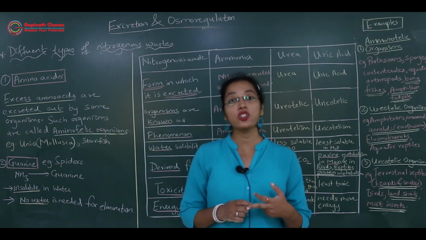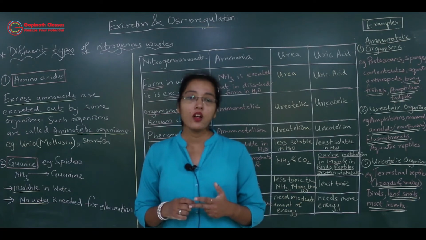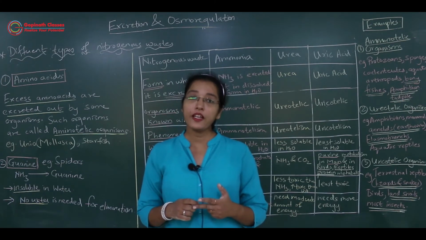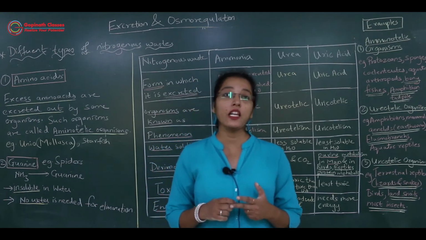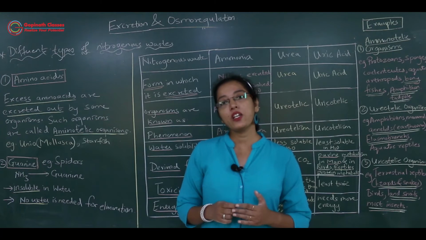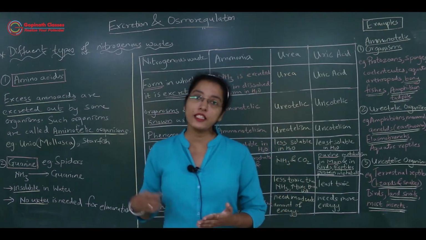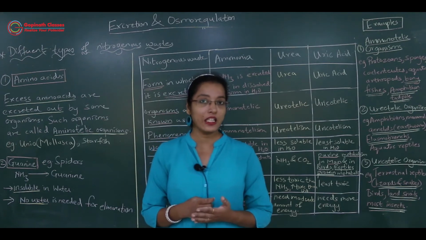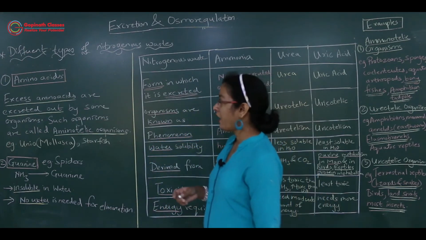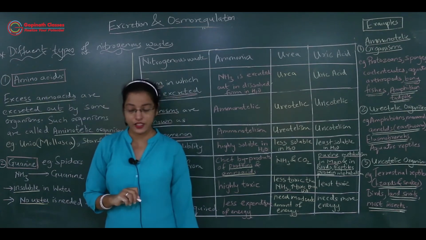Then we studied which are the main nitrogenous wastes formed in organisms. In that we studied a total of 11 nitrogenous wastes. Now in this particular session we will be learning all these nitrogenous wastes in detail. So let's start with the first one, that is amino acids.